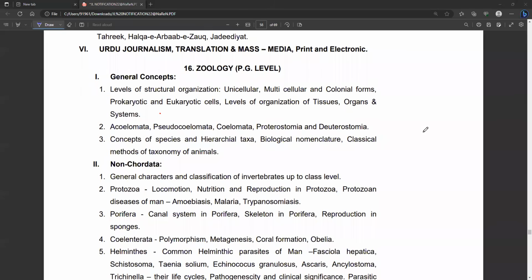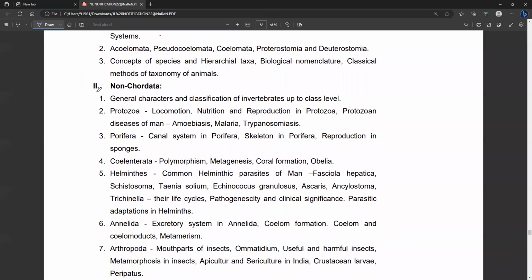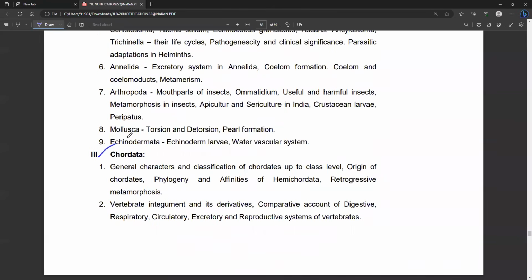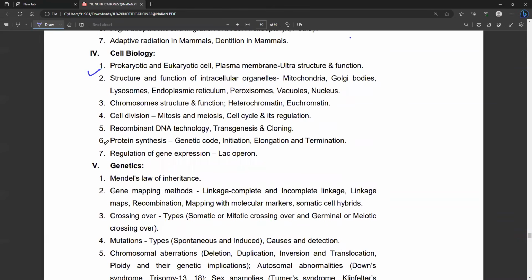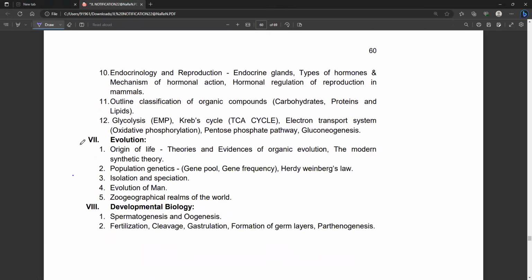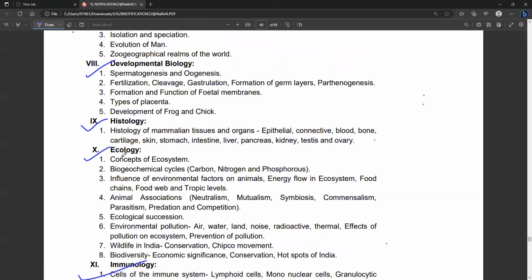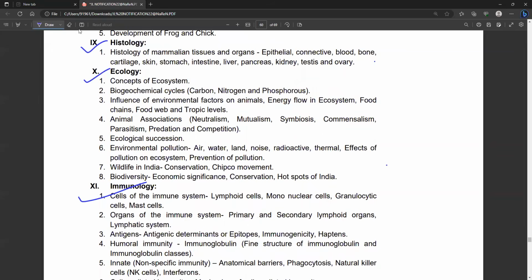Please, every one of you, pay attention and try to understand exactly what I'm speaking. If you look into our JL and DL syllabus, we have a total of 10 units: general concepts, non-chordate, chordate, then cell biology, genetics, system and cell physiology, then evolution, developmental biology, histology, ecology, and immunology.